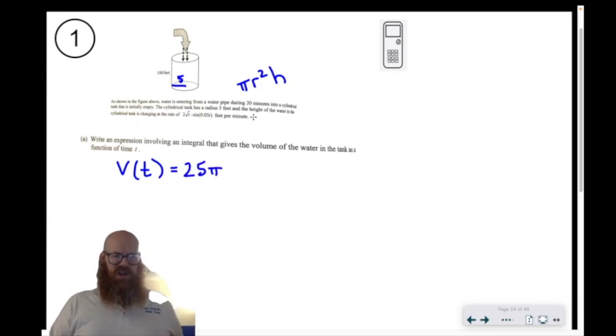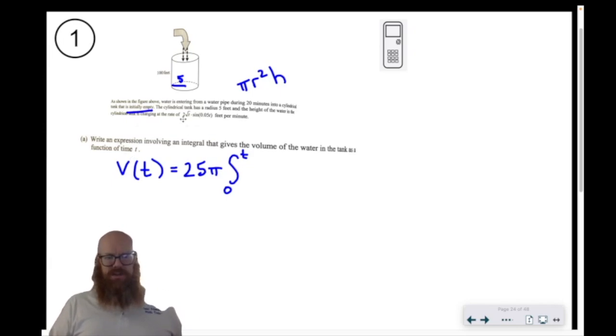But we have the rate of change of h. So in order to find h, we've got to take the integral. We want it as a function of time, and we want to be able to find the volume at any time. So if we integrate from 0 to t, whatever t is, that will be the change in the height. But since the height is initially 0 because it's initially empty, it'll actually give us the height.